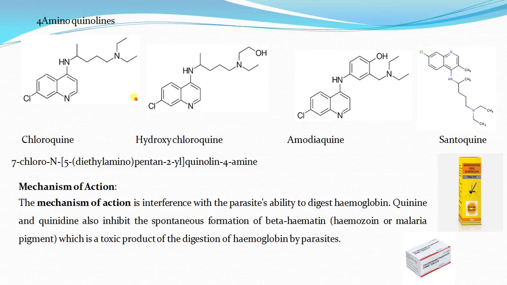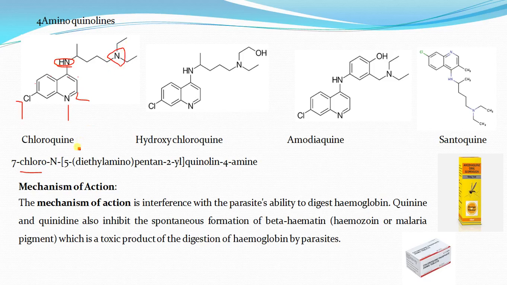So the next class is the 4-aminoquinolines. Examples are chloroquine, hydroxychloroquine, amodiaquine, and santaquine. I will explain the IUPAC name of only one, chloroquine, that is 7-chloro. The numbering system starts from this nitrogen as 1, this is 2, this one is 3, 4, 5, 6, and this one is 7. This is 7-chloro, and this N is substituted with this N.